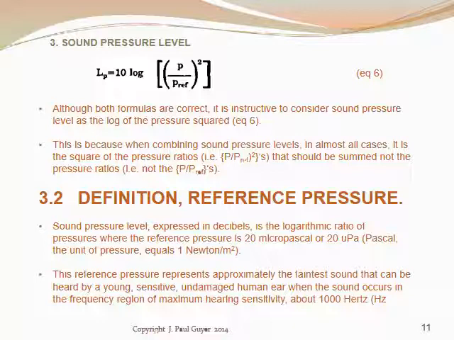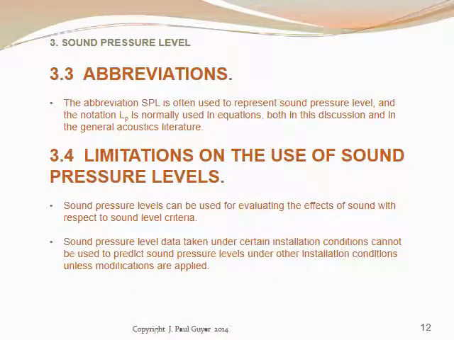In the strictest sense, a sound pressure level should be stated completely, including the reference pressure base, such as 85 decibels relative to 20 micropascals. However, in normal practice and in this discussion, the reference pressure is omitted, but is nevertheless implied. The abbreviation SPL is often used to represent sound pressure level, and the notation L sub P is normally used in equations, both in this discussion and in the general acoustics literature.